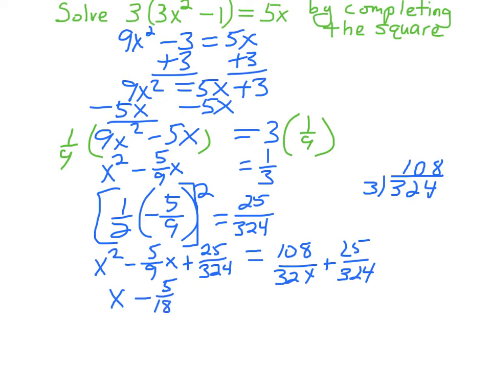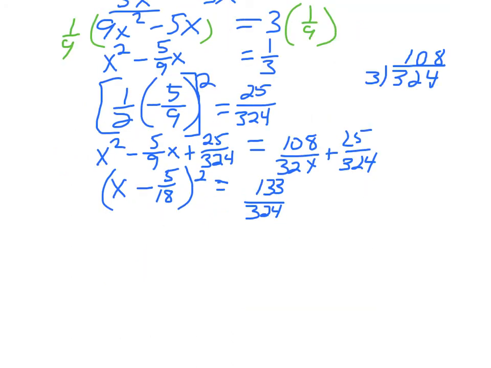5/18 quantity squared equals 108 plus 25 is 133, and so it looks like I've got 133 over 324. So then I'm going to use the square root property and make that x minus 5/18 equals the positive or negative square root of 133 over 324.